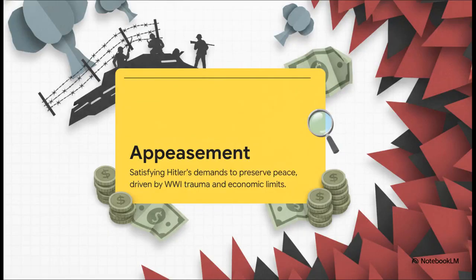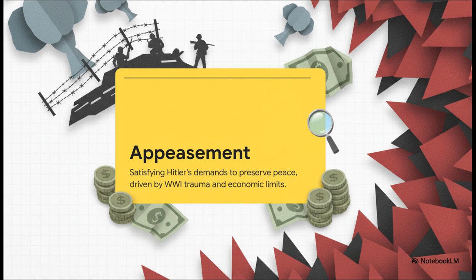Well, the answer lies in the policy of appeasement. It was a desperate strategy, but we have to remember it was born from profound trauma. The horrors of the First World War were incredibly fresh in the minds of British and French leaders. Entire generations of young men had been wiped out just 2 decades prior. Combine that trauma with the crushing economic realities of the Great Depression, and there was absolutely zero public appetite for another war. So their logic was, maybe if we just give Hitler what he wants, maybe if we just address his legitimate grievances, he'll stop and we can preserve the peace.